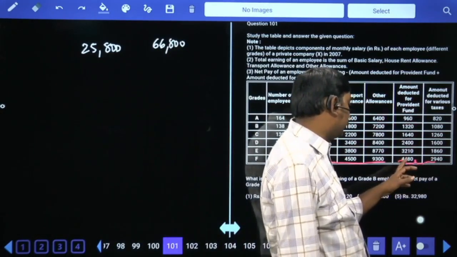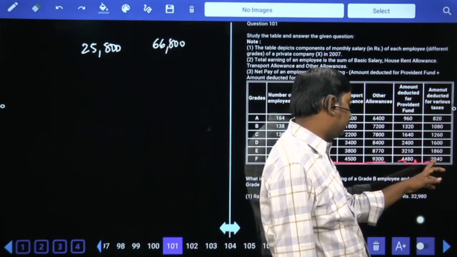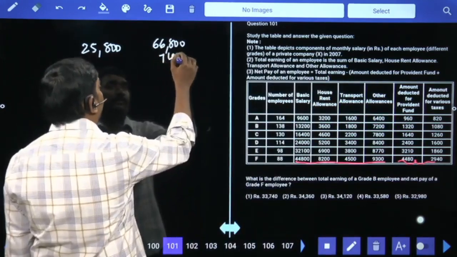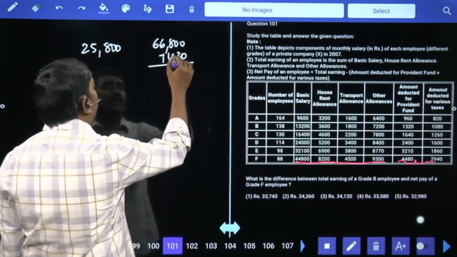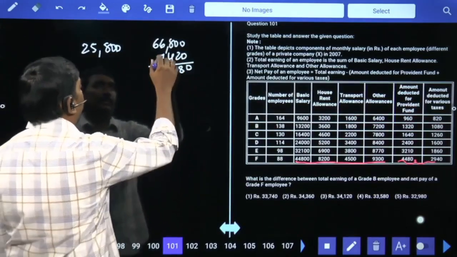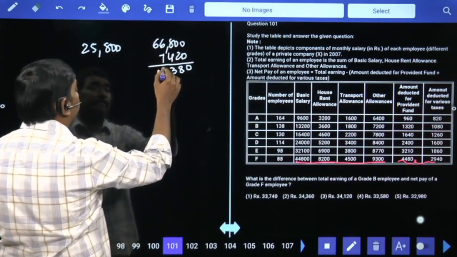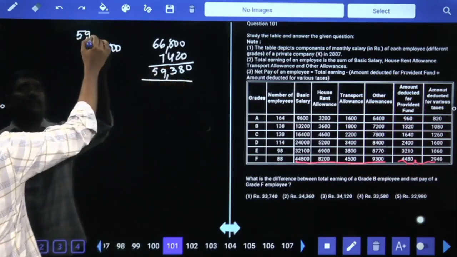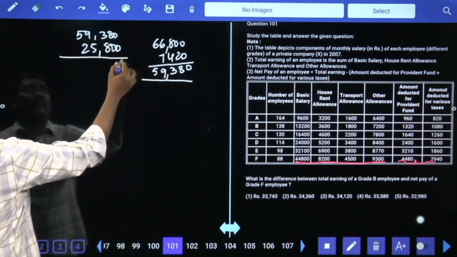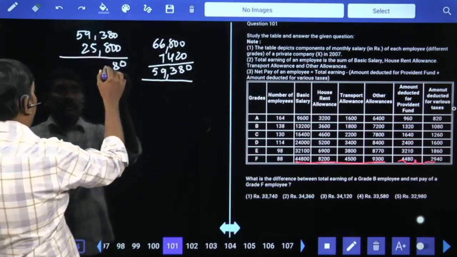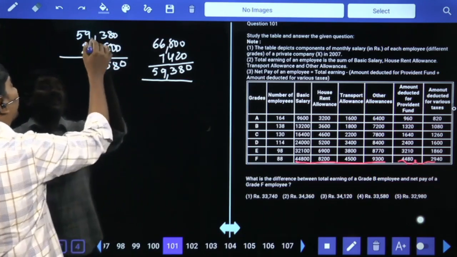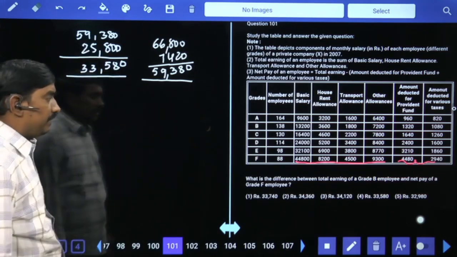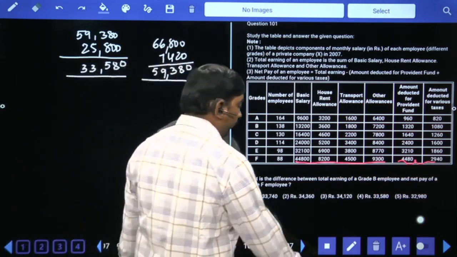2000, 4000, 6000, 400, 900, 1300, 7300, 80, 40, 120, 7420. 7 minus 4, 3. 16 minus 7, 9. So 59,380. 13 minus 8, 5. 8 minus 5, 3. Next 5 minus 2, 3. 33,580 is your answer. Fourth option. 33,580.